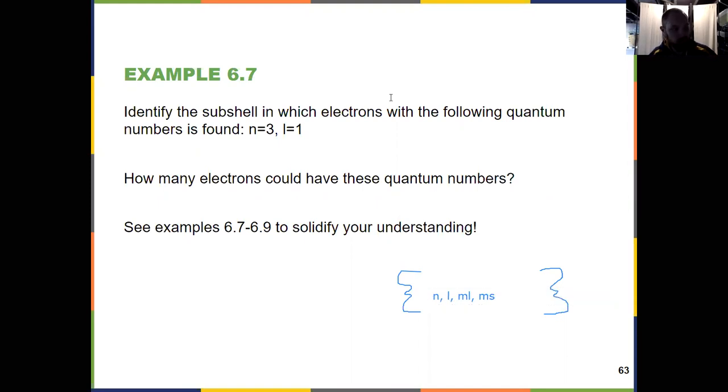I'll upload a separate video with this answer later on, but make sure you try this on your own. Then later on, we will have following videos using these numbers plus orbital diagrams.